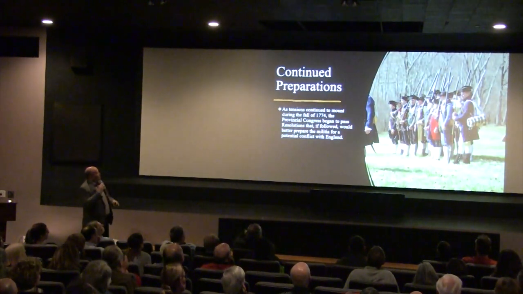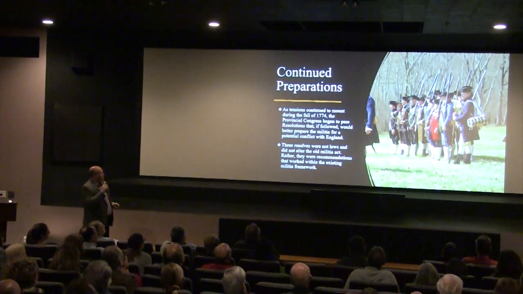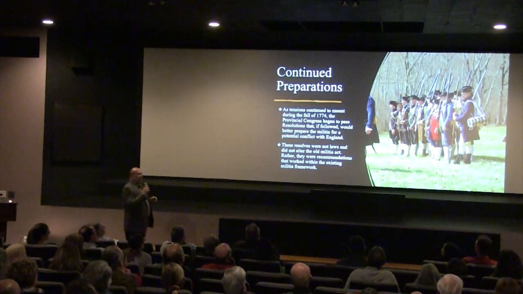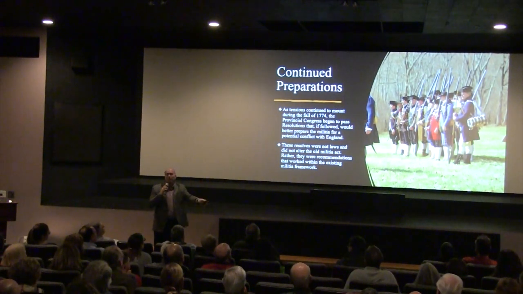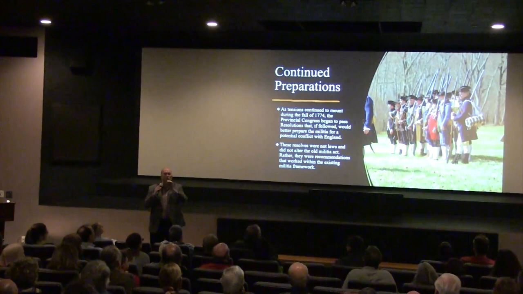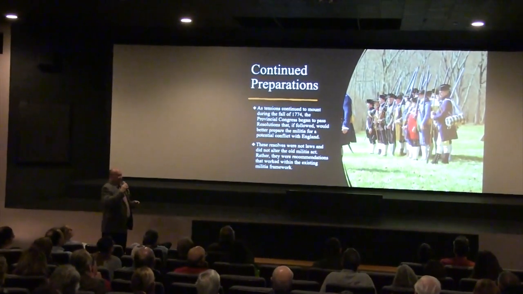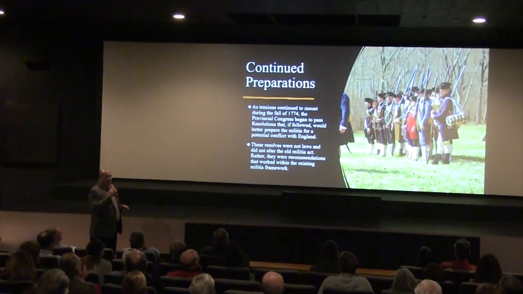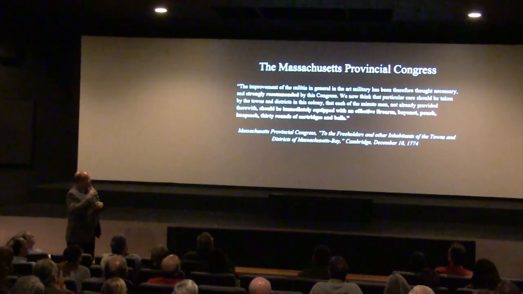So for some continued preparations, they also decided what they wanted for arms and equipment. Initially, they looked at the militia laws. There were militia laws in Massachusetts that dictated when militia companies should field, what they should field with, who was excused, who wasn't excused, what the penalties were, etc. What the Massachusetts Provincial Congress did was make a recommendation. And this is the recommendation.